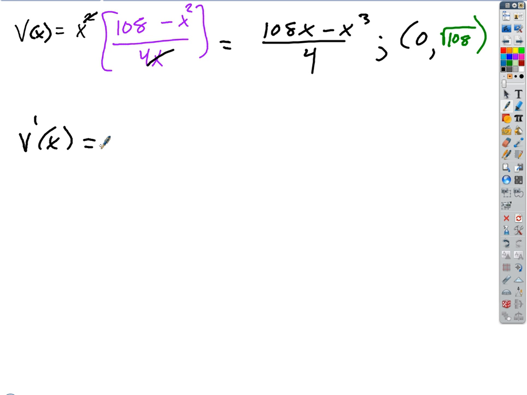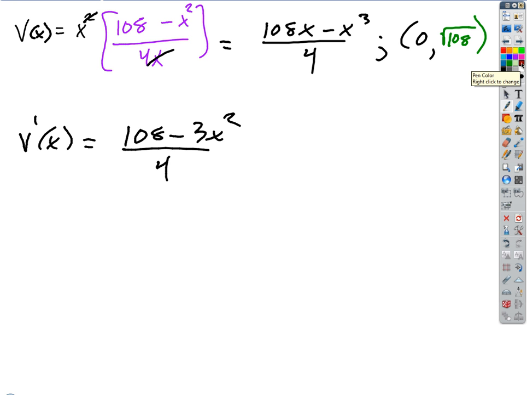What do we get? What's the derivative of 108x? 108 minus x squared, minus 3x squared over 4, right? Okay, and we can analyze that. While we're at it, let's go ahead and get our critical numbers.